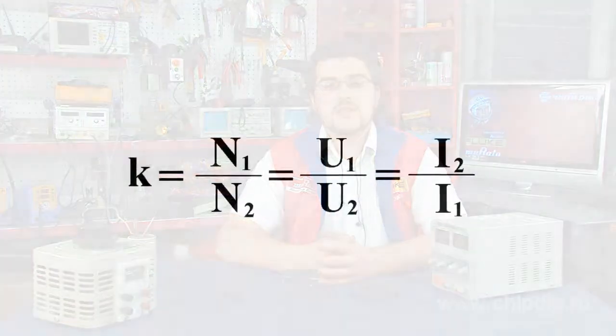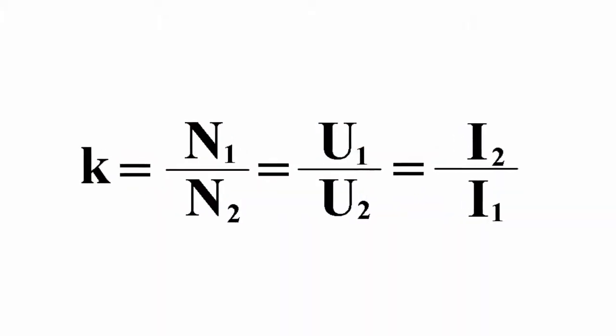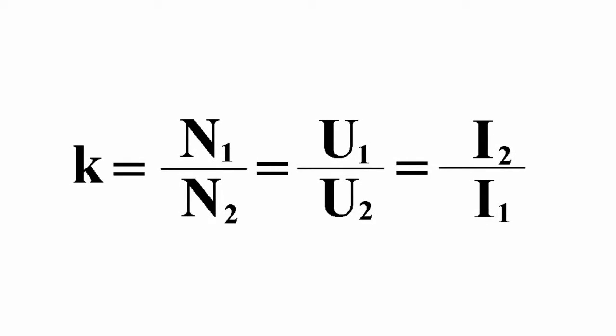The main parameter is the transformation ratio, which determines the ratio of the numbers of turns in one winding to the number of turns in the other. This ratio defines the value of increase or decrease of the voltage, and thus increase or decrease of the current.